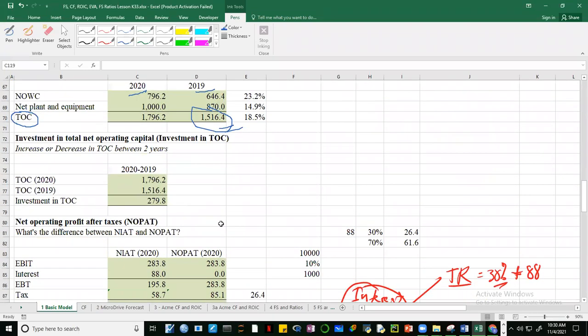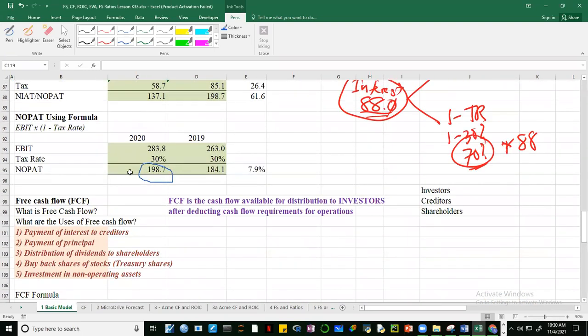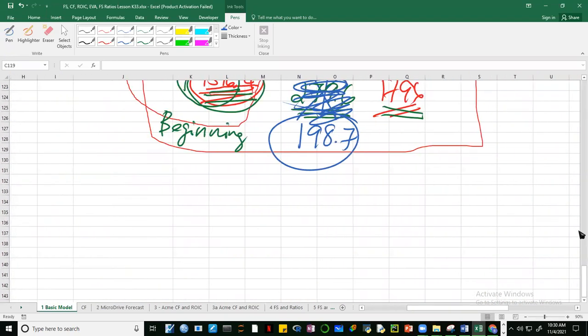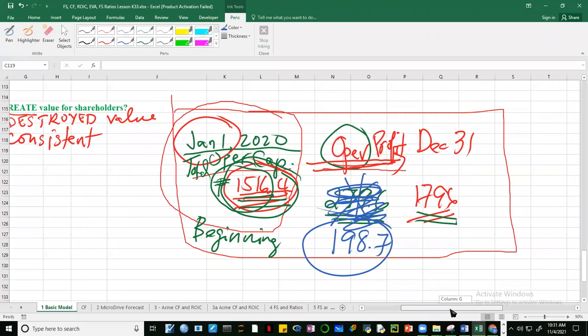Hindi 279. Ang 279 guys, yan yung nadagdag na capital for operating capital nung buong 2020. Nagsimula sa 1516, naging 1796, nadagdagan tayo ng operating capital na 279.8. Hindi yan yung operating profit natin. Ang operating profit natin ito, 198.7. So nakapag-generate tayo ng operating profit na 198.7. Question, okay ba yan? Binigyan tayo ng capital na 1516.4.